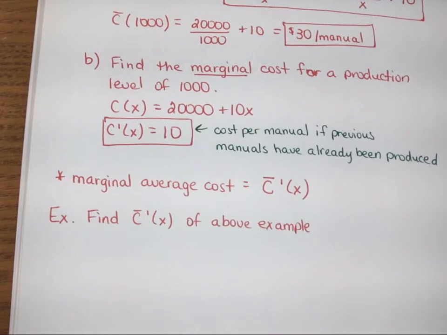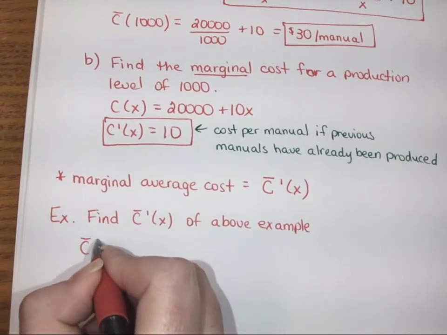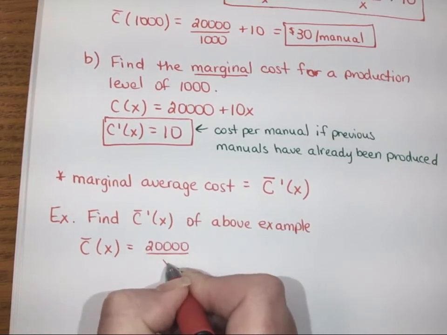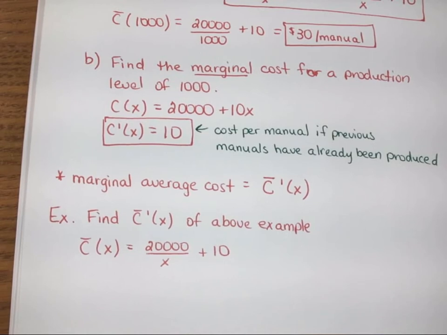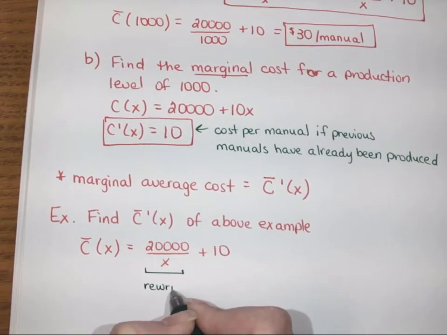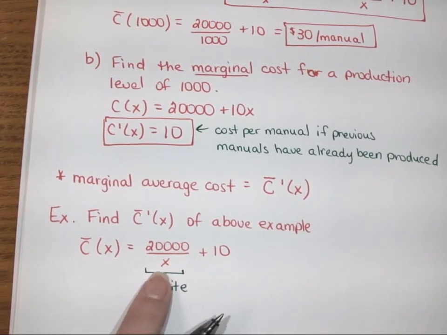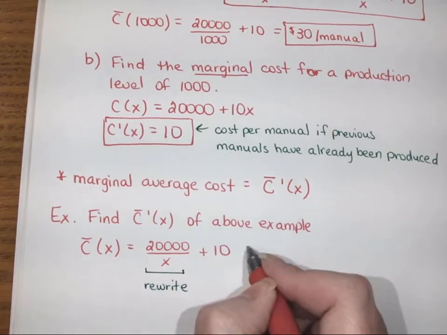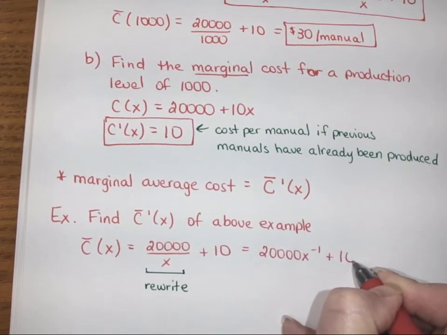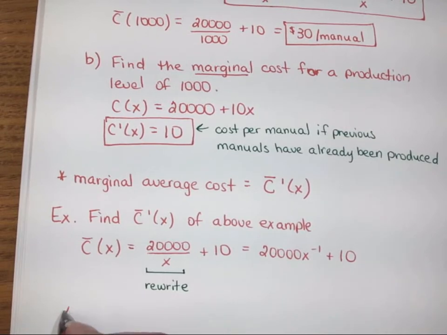Okay. So first, let's rewrite what we had, right? We had that the average cost formula was 20,000 over x plus 10. Okay. But remember from our derivative sections, we're going to want to rewrite this guy right here so that we can do power rule on it, right? Anytime you have a fraction with x in the denominator, you need to think about rewriting it before you try to take the derivative. So I'm going to rewrite this as 20,000 x to the negative 1 power plus 10. So now I'm ready to find what I want, right, which is the derivative of this.